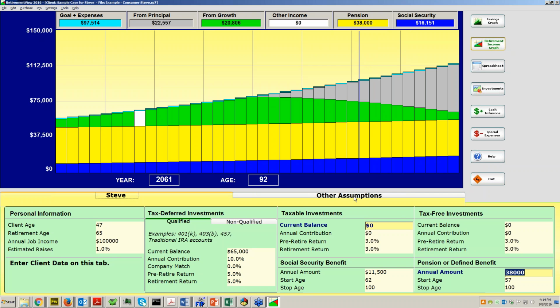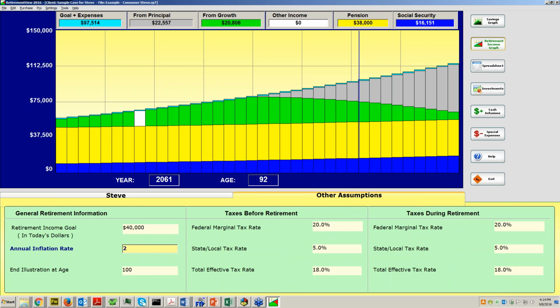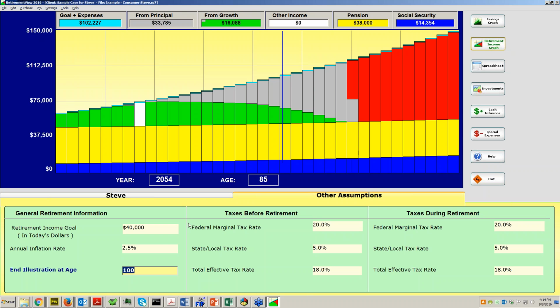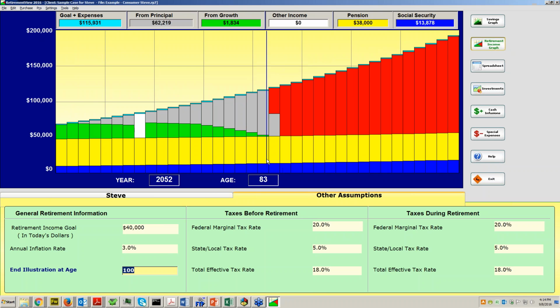The one thing I see as a problem with this plan is the inflation rate. If inflation is 2.5%, then we're going to see some red at 91. If it's 3%, a lot of people say model 3%, he runs out of money at 84. So the inflation rate has a huge impact, a really huge impact. Now, Steve says he may travel, and that's what a lot of the expenses are for. But maybe as he gets up to 70 and higher, maybe he doesn't travel quite as much.